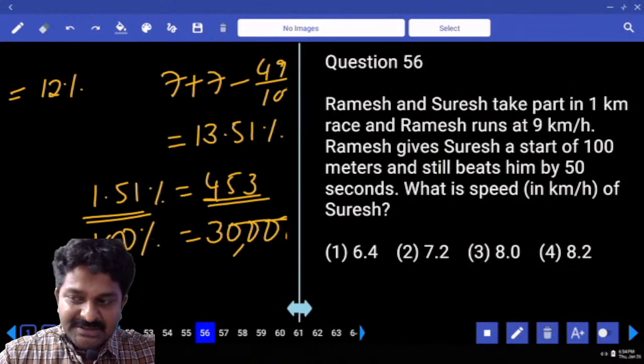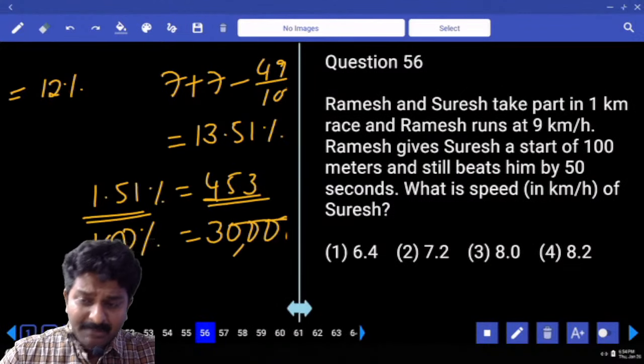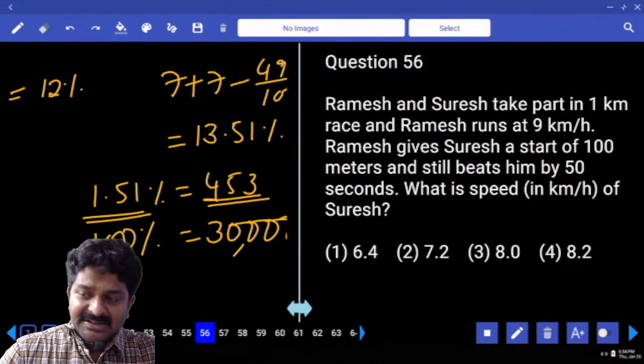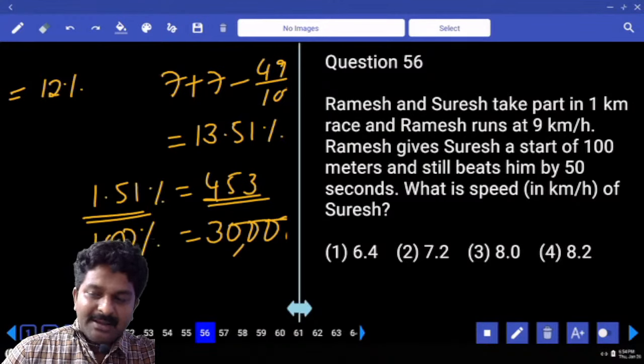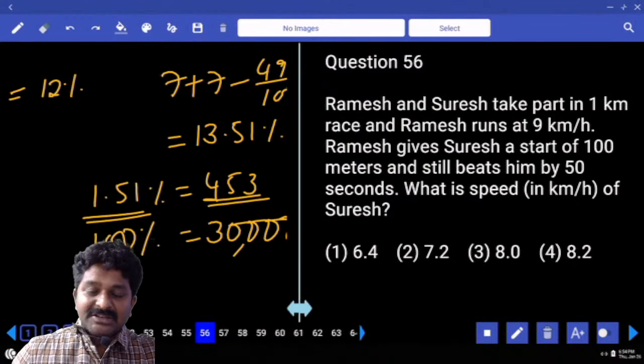Ramesh and Suresh take part in a 1 kilometer race, and Ramesh runs at 9 km per hour. Ramesh gives Suresh a start of 100 meters and still beats him by 50 seconds. What is the speed of Suresh?